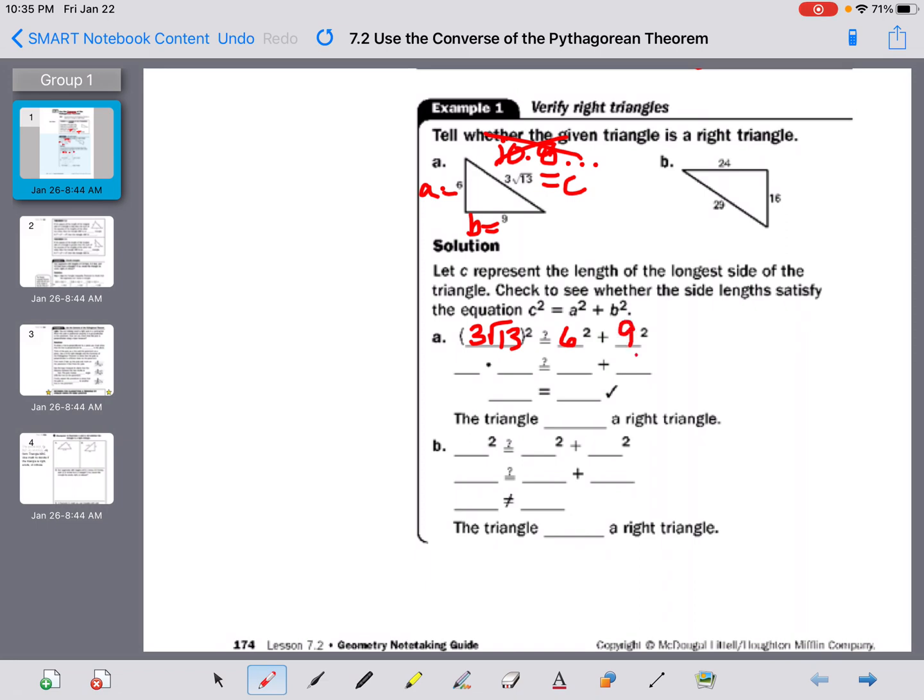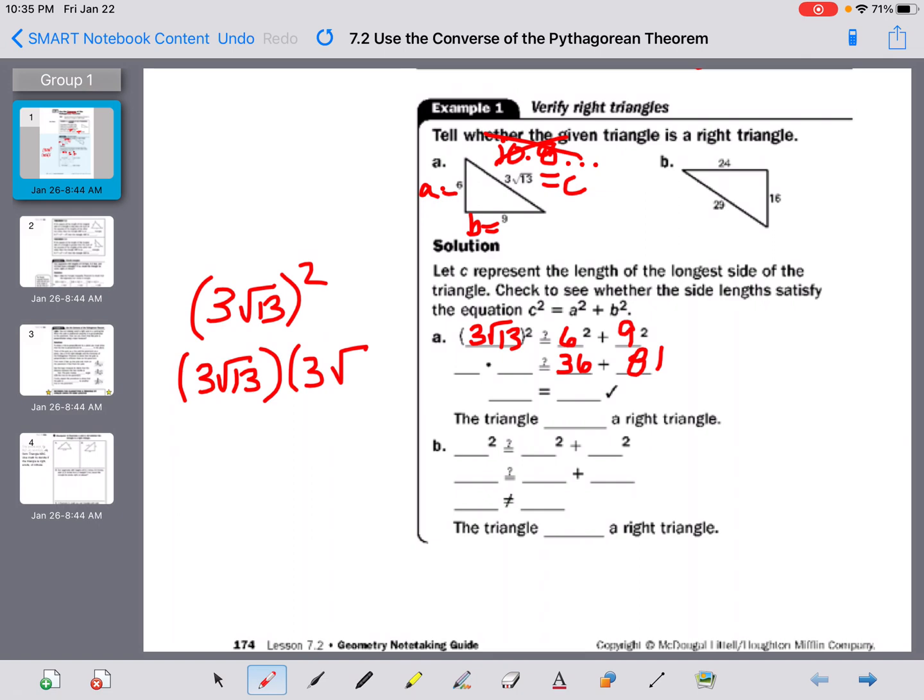Okay, 9 squared is 81. 6 squared is 36. Yep, I saved this for last. What does it mean to square something? It means to take it times itself, right? Which means I multiply the outside numbers together, which means I multiply the inside numbers together, okay? So 3 squared is 9. Square root of 13, remember those two cancel each other, and we get 13, okay?